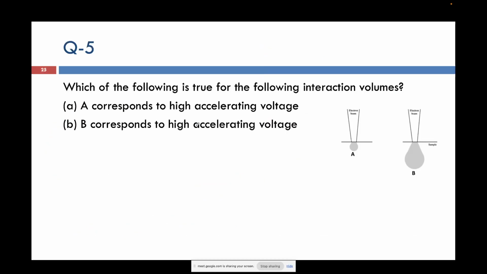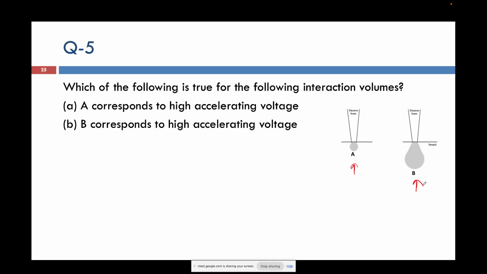Okay, so which of the following is true for the following interaction volume? There are two scenarios, one is A, another one is B. A corresponds to low accelerating voltage, B corresponds to high accelerating voltage. We have talked about interaction volume. Interaction volume is the three-dimensional space beneath the sample surface with which the incident electron beam interacts. So can you guess which one will be the correct answer?